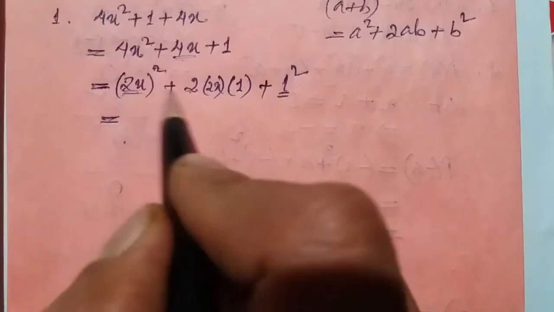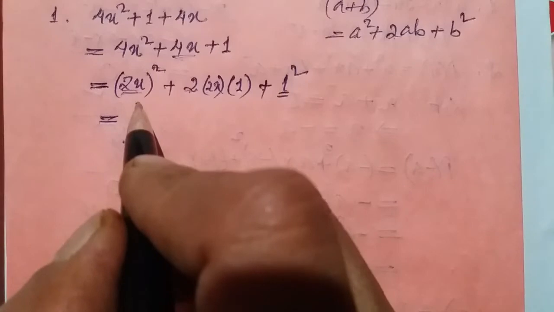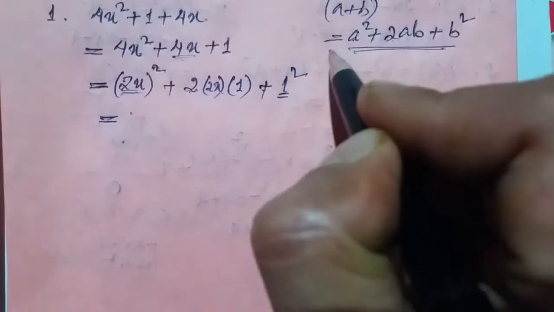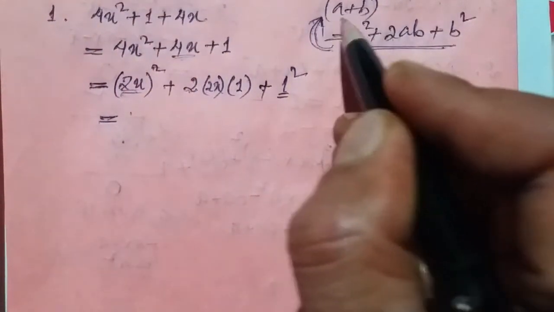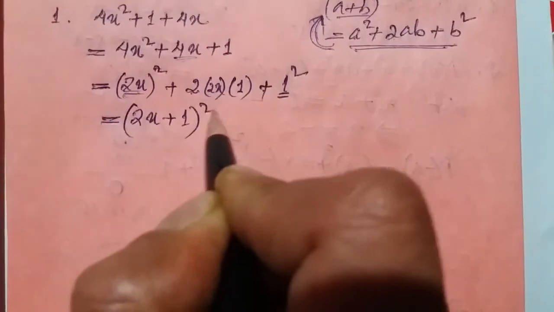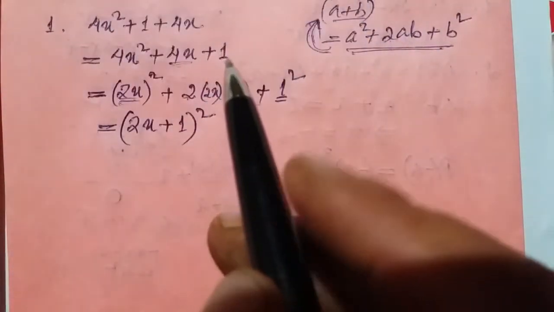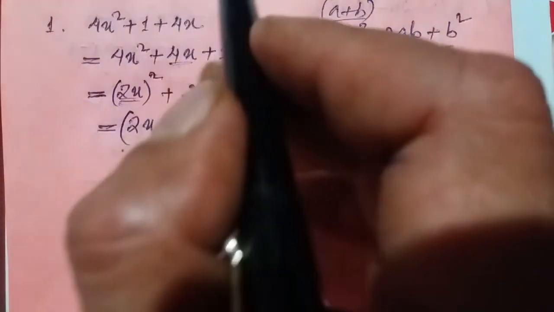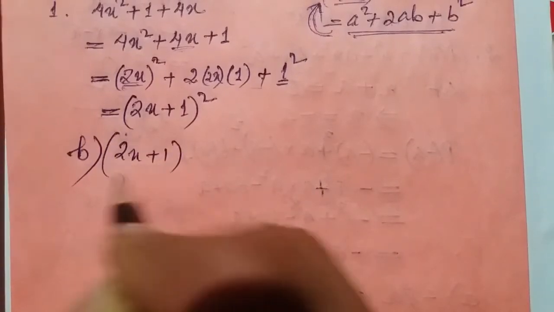We can write like this. Now this is a square plus twice ab plus b square. So if it is in this form, then we can write a plus b whole square. So the factor is 2x plus 1, so (2x plus 1) whole square. So the correct answer is b. It's 2x plus 1 whole square.